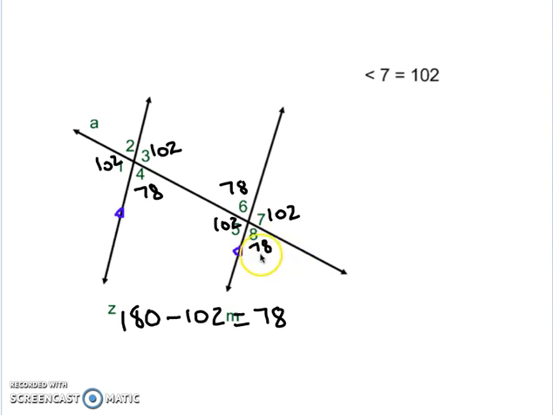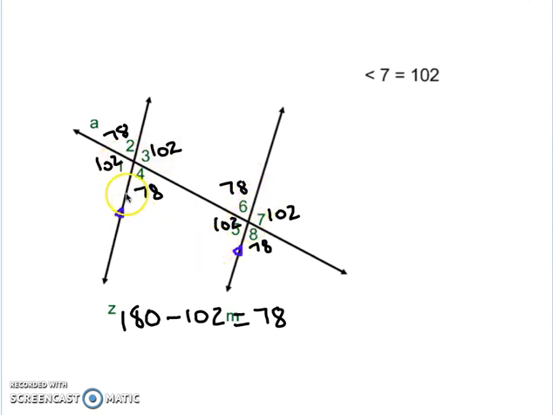Angle 8 is 78 degrees, and it is an alternate exterior angle with angle 2. And angle 2, being an alternate exterior angle, is congruent, so that means it has to be 78 degrees as well. So we fill that in with 78. And now we have all of our angles filled in.